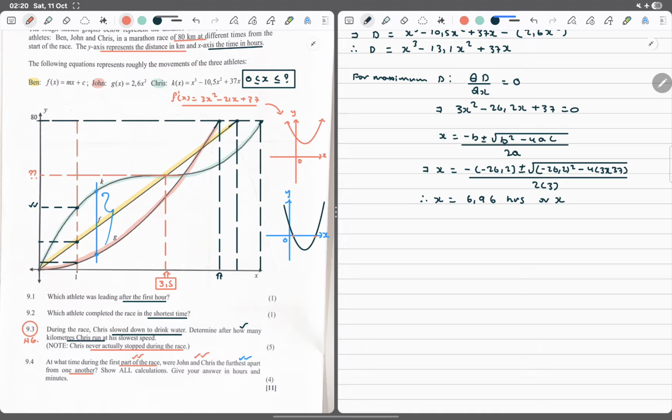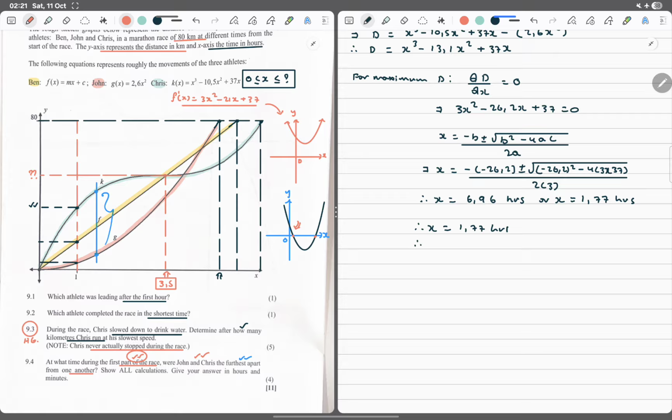Or we expect a positive answer. Now we don't know which one is which. Let's find out. Okay, we get 1,77 hours. Now, remember, we were told that this is the first part of the race. So first part, this is before the point of inflection. So it's going to be that small value there. All right. So we can say, therefore, our x is going to be 1,77 hours.